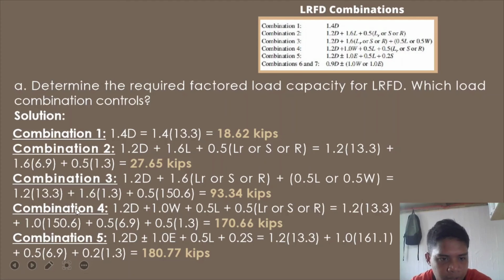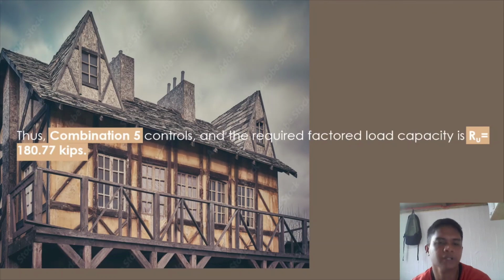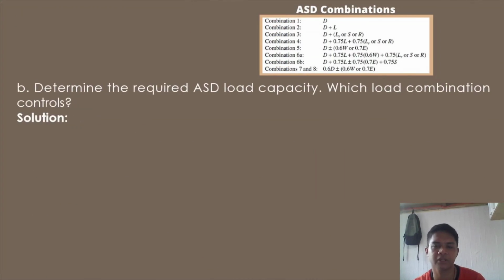Then, simple algebra ulit. Combination 4, meron tayong 170.66 kips. Combination 5, meron tayong 180.77 kips. Okay, ang concluded answer natin is combination 5 controls. The required factored load capacity is 180.77 kips. Yan ang answer natin sa letter A.